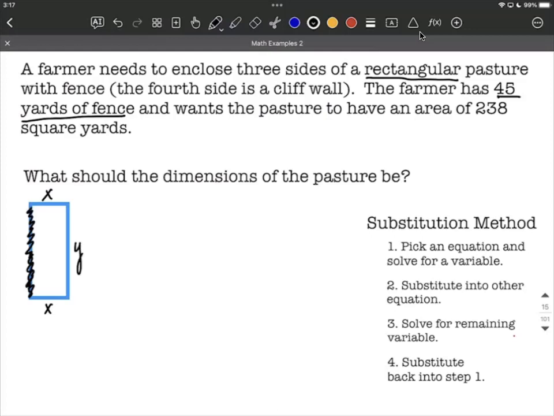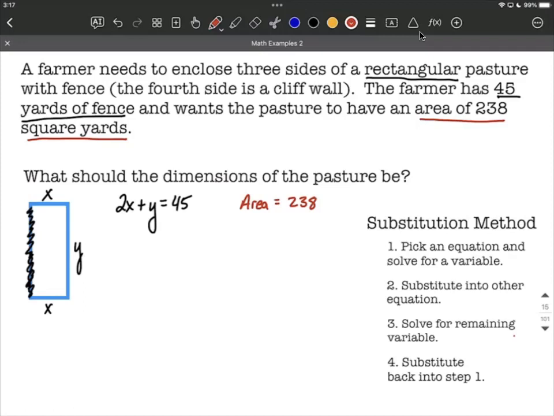Now, if we have 45 yards of fence, let's use all of that fence, and basically that would be adding up the side lengths. So that means we have 2 X's plus a Y, which should add up to 45 yards. And then this farmer wants to have an area of 238 square yards. So we know the area is supposed to equal 238.